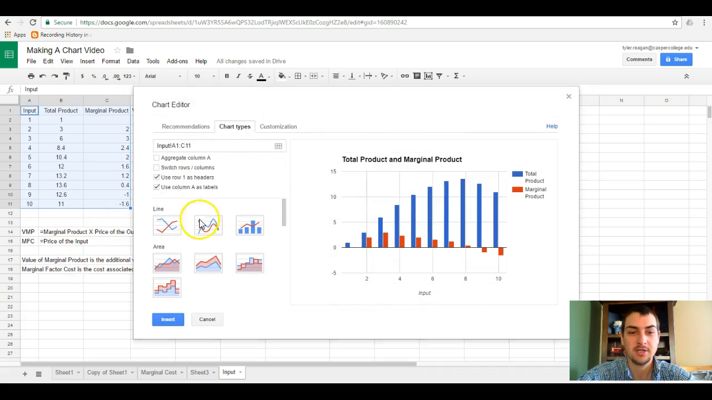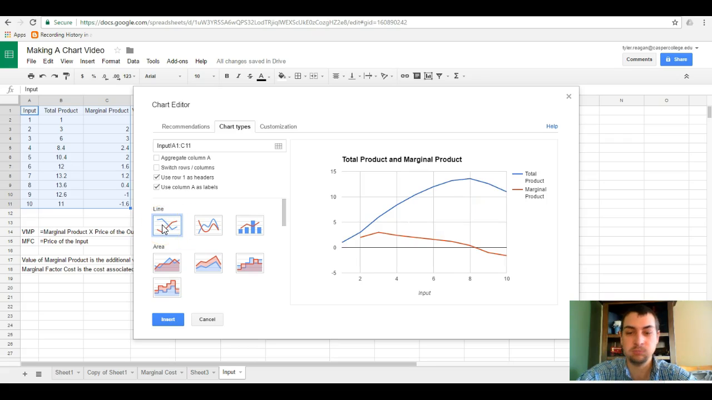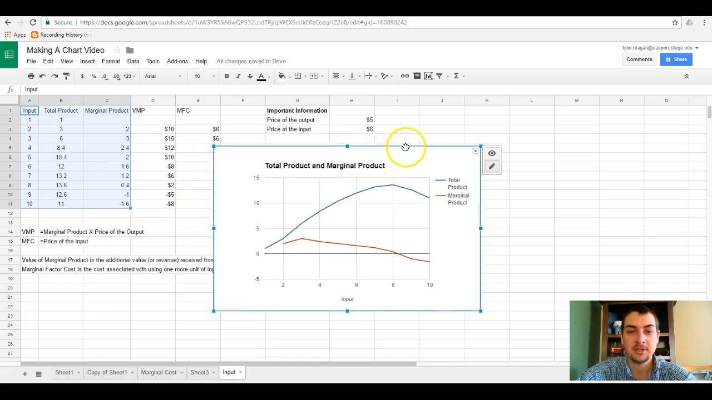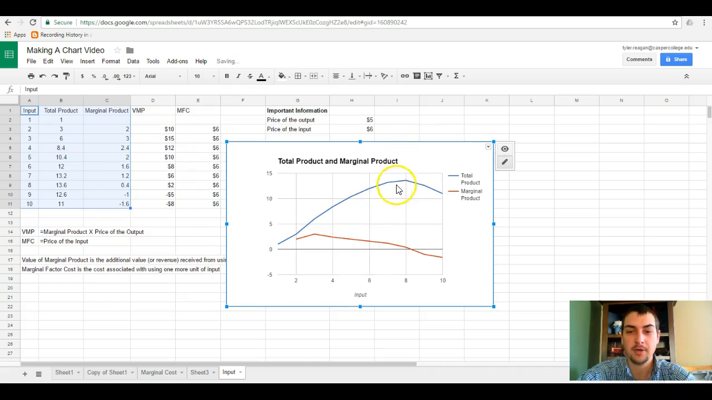We're going to do chart types, use column row as headers. We're going to go right here, sorry. We're going to go ahead and insert that. So here we have our total product curve and then our marginal product curve.